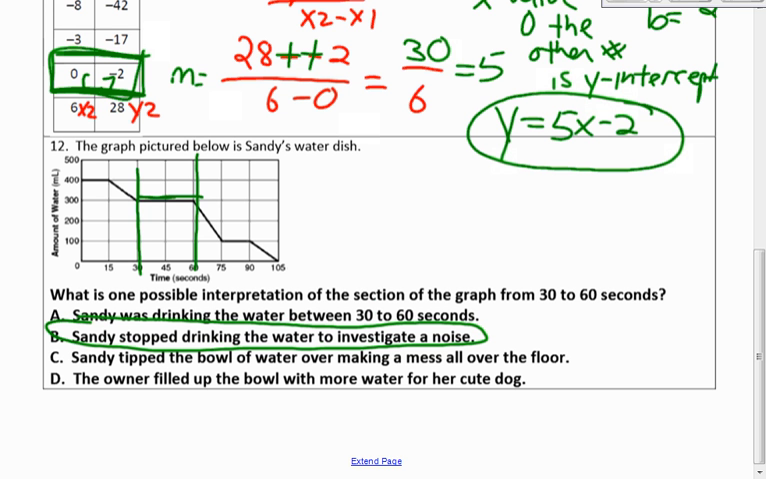It can't be choice A because it says she was drinking the water, so it would be decreasing. It can't be choice C. It says Sandy tipped the bowl of water over, making a mess all over the floor. Then the level of water would also decrease again. And the owner filling it back up with water would show that it was increasing. There it's remaining, nothing's happening to it, so she left it and stopped drinking.